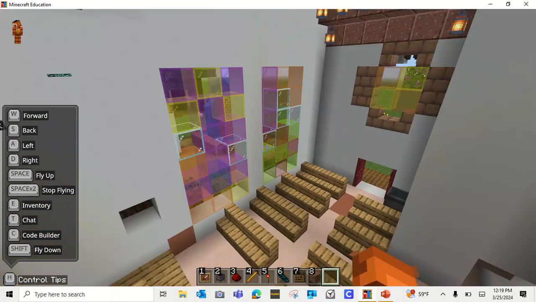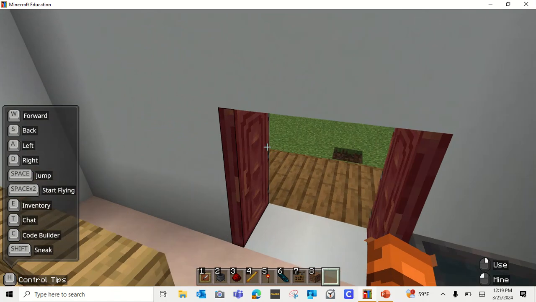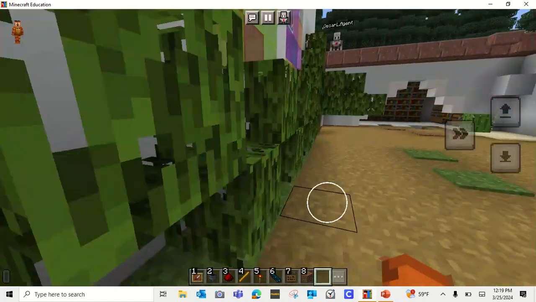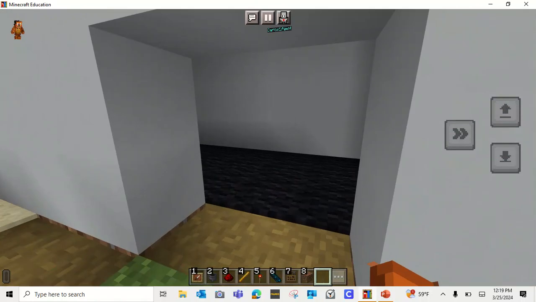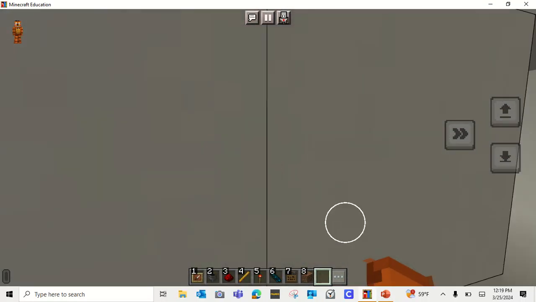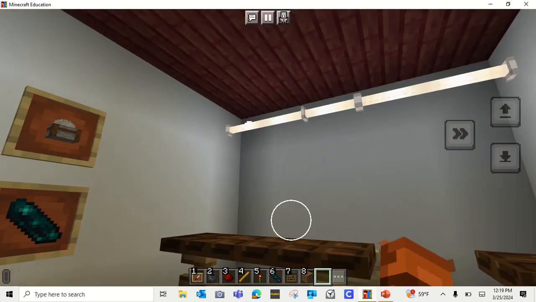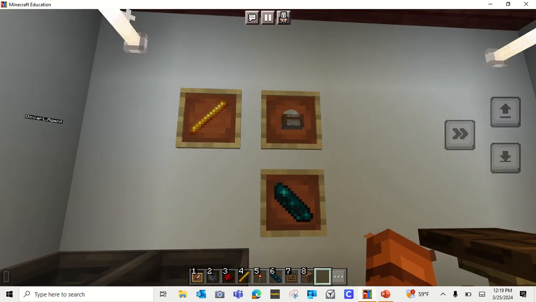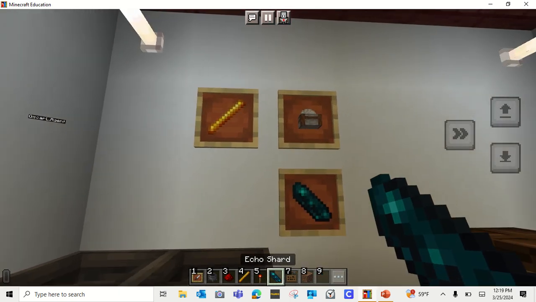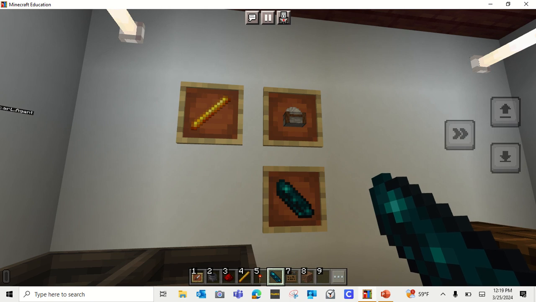Next, I'm going to show you the workshop. This is where they made swords, tools, and more stuff. And weapons.